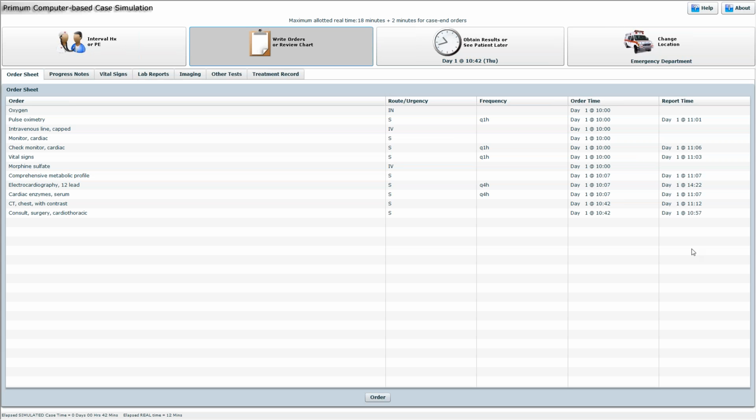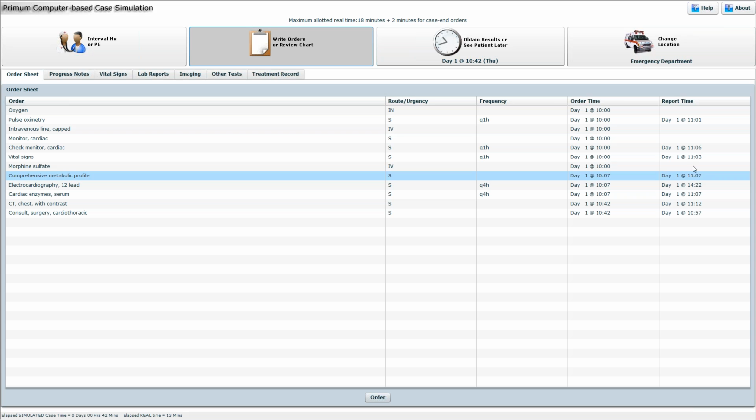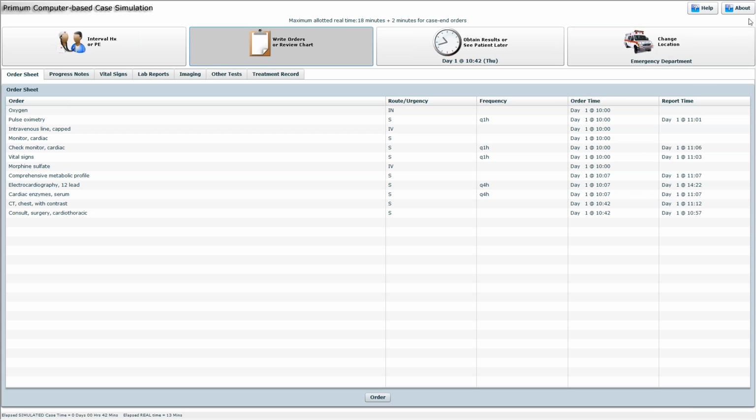A concomitant orders. Look at what happened here. I want you to notice this very carefully. Right? Look at this. What happened here? Cardiothoracic surgery consult is coming at 10:57. CT chest is happening at 11:12.